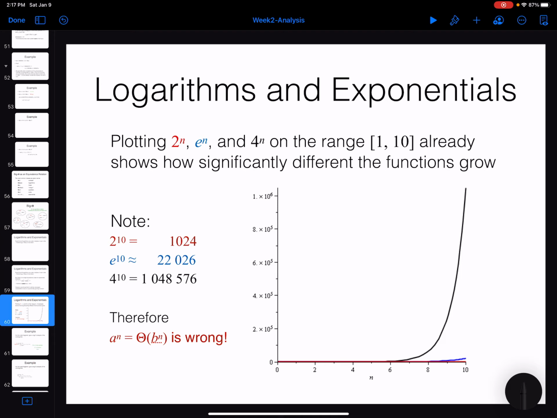This example shows the diagram of 2 power n, e power n, this natural number, and 4 power n. So be careful: you can never say that a power n is in theta of another exponential function b power n, unless a is exactly equal to b. If a is not equal to b, this is completely wrong because the growth ratios of the exponential functions are completely different.